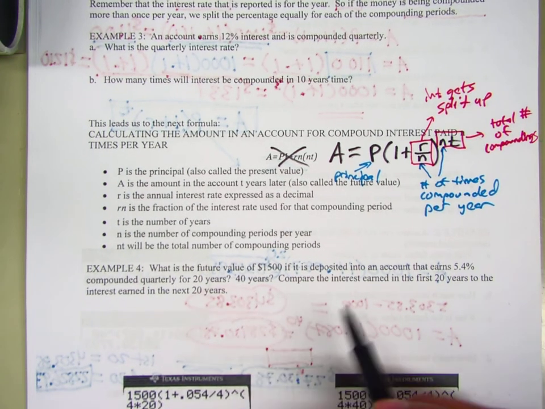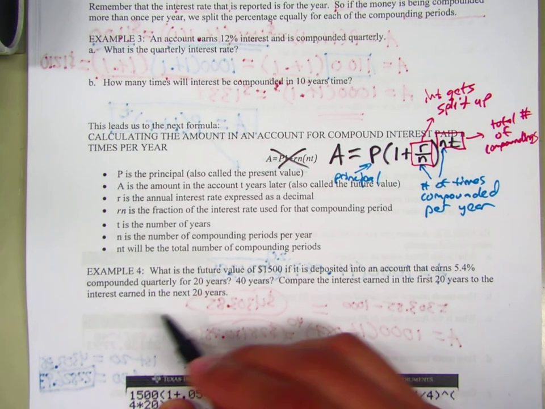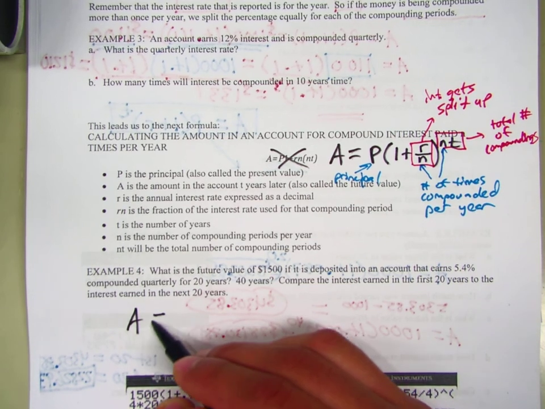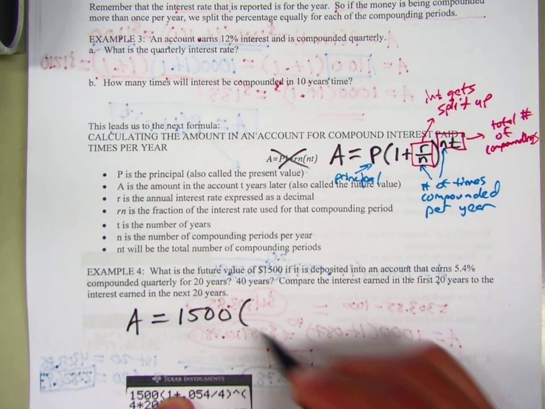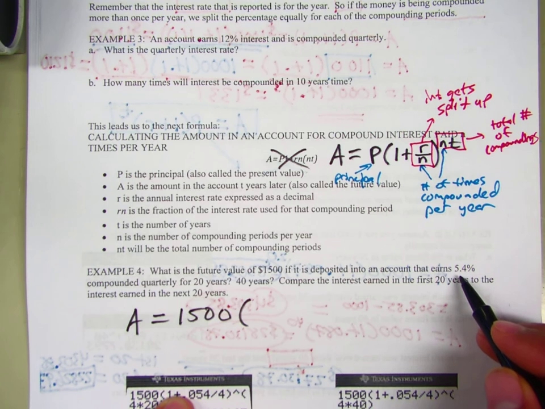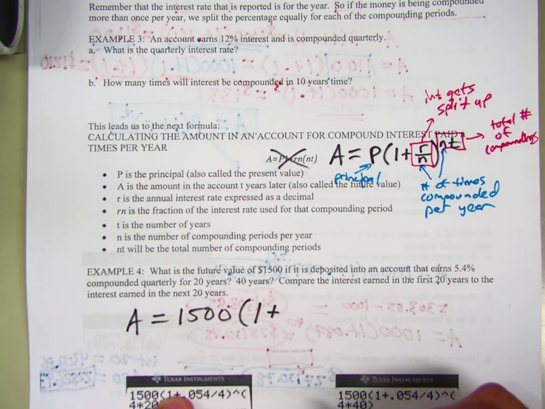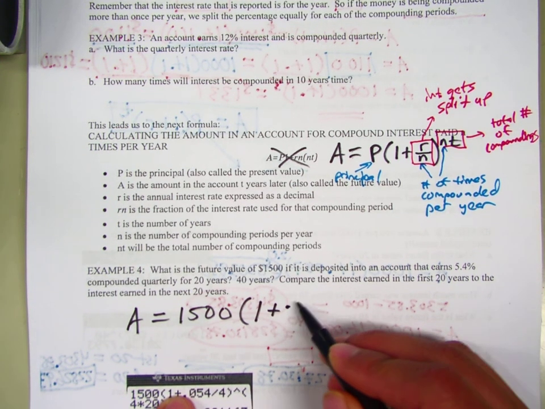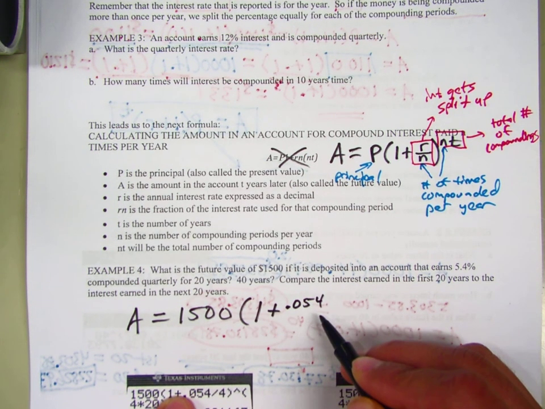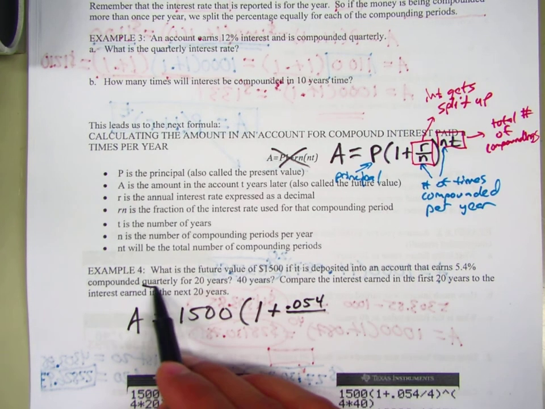So example 4, we've got a future value, so we want to know A. $1,500 is deposited into an account that earns 5.4% interest compounded quarterly. So it'll be 1 plus 5.4%. How would I write that as a rate? 0.054. Very good. And we're going to divide that into how many pieces? 4.